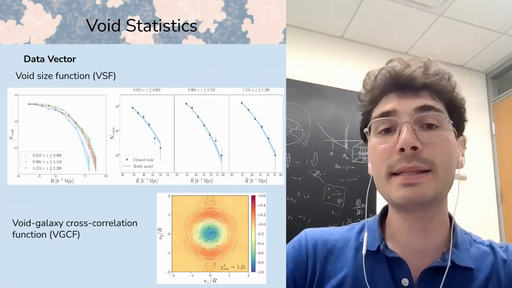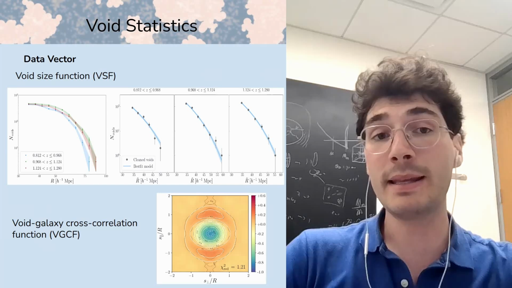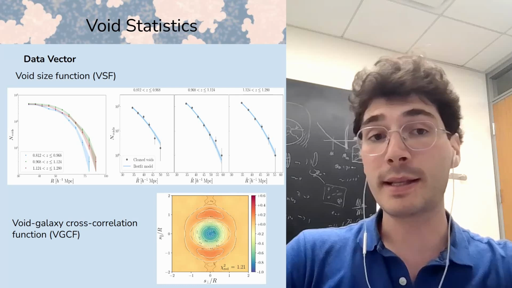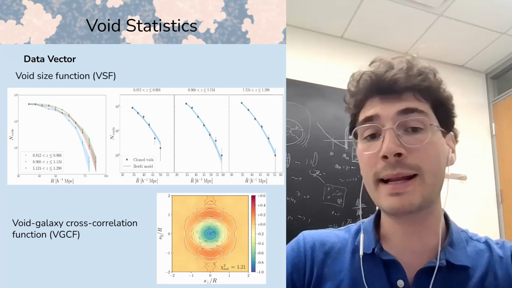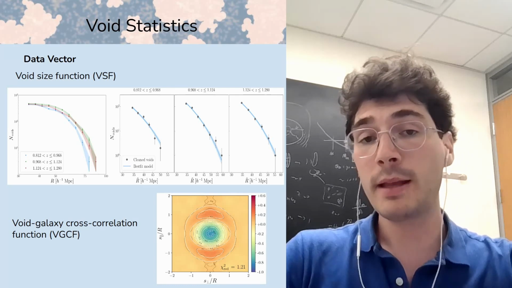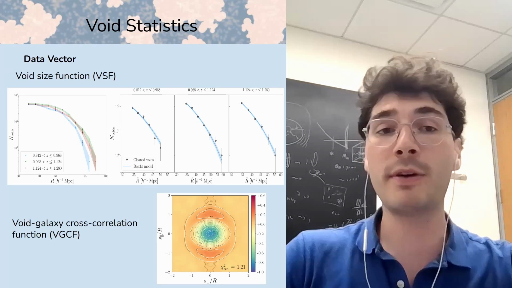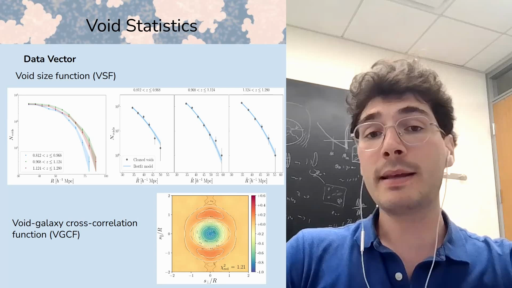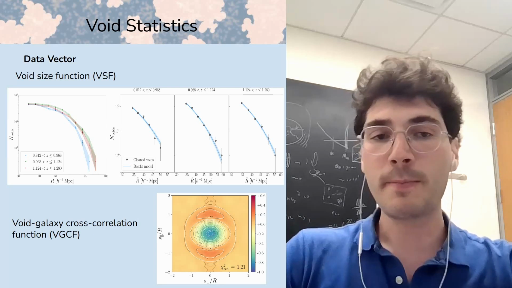For this analysis, we detect voids in the galaxy light cone, and we consider two different void statistics, the void size function and the void galaxy cross-correlation function. The void size function is the number density of voids as a function of the size, and the statistic mainly depends on the matter power spectrum.